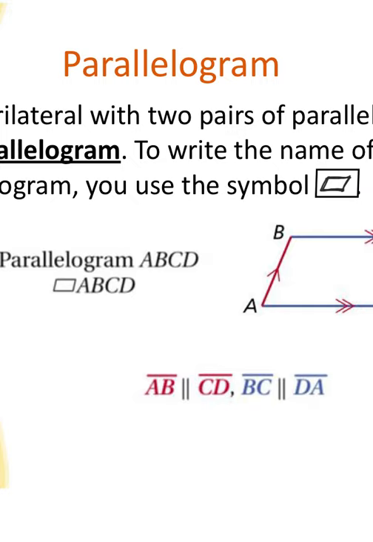And you guys will see it either written as parallelogram ABCD or that symbol for parallelogram and then the letters ABCD, okay? Now, it's called a parallelogram because we have two sets of parallel sides, okay? So AB is going to be parallel to CD, and BC will be parallel to DA.